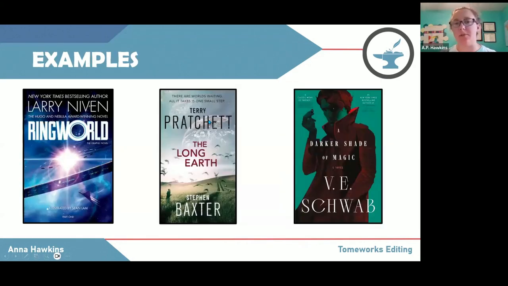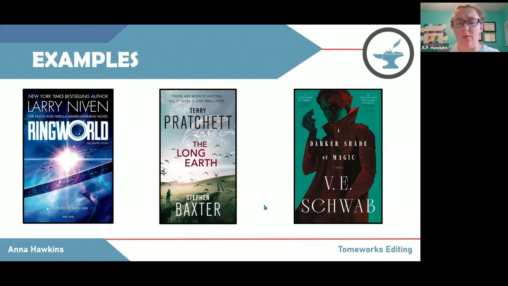Okay. So some examples of books that don't necessarily deal specifically or intentionally with speculative physics, but speculative physics is an important element of these books. Ringworld by Larry Niven, which is about this world that's been built in a ring around the sun. It's been a really long time since I read it, but I remember it being pretty good.